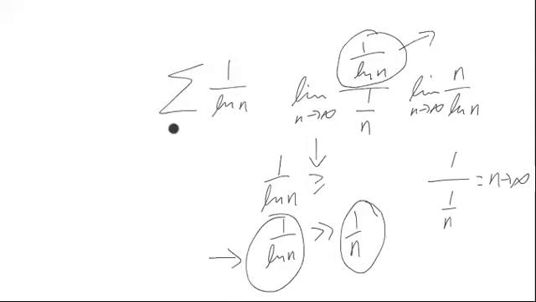So we've just shown the divergence of this, and maybe we should put in some things like this going on. So we've just shown the divergence of this using a limit comparison.